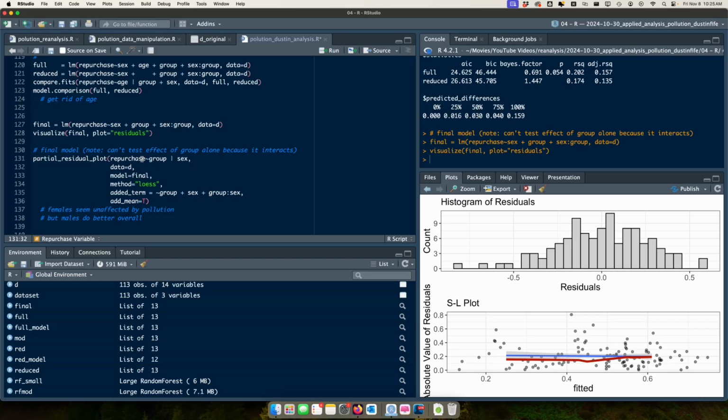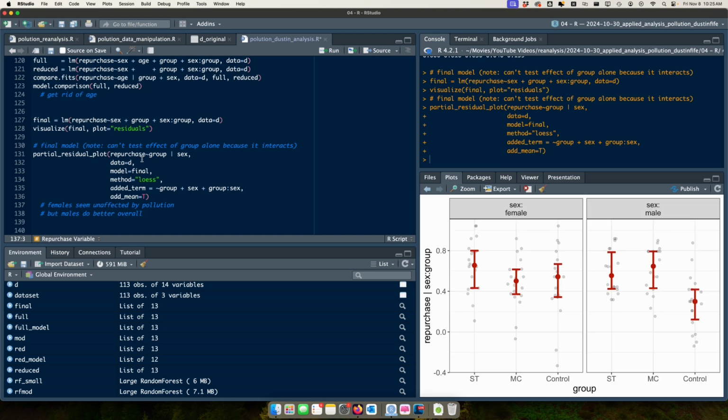So now if I were to visualize this model, this is like a visual representation of the sex and group effect. And what are we finding? It seems that females are less affected by pollution. So the straw and the mosquito coil groups aren't all that different from the control group. In other words, it didn't seem to matter. So females were not bothered by the pollution, whereas males were.